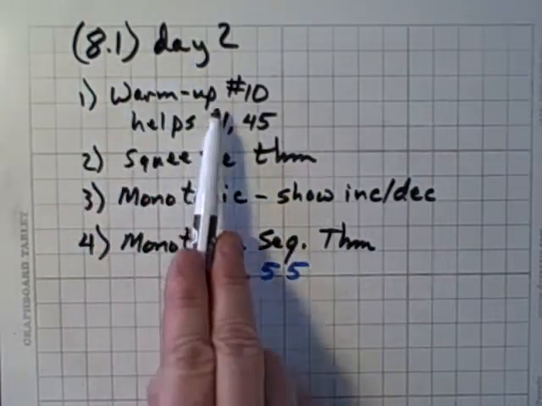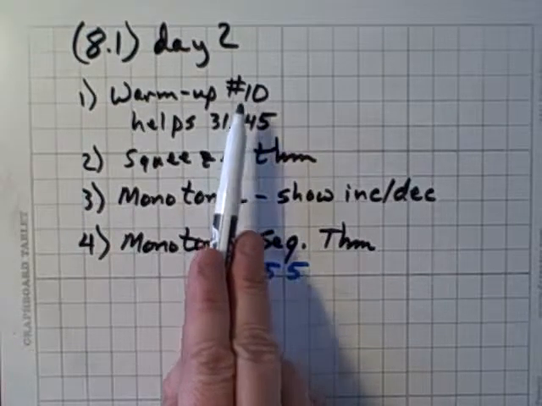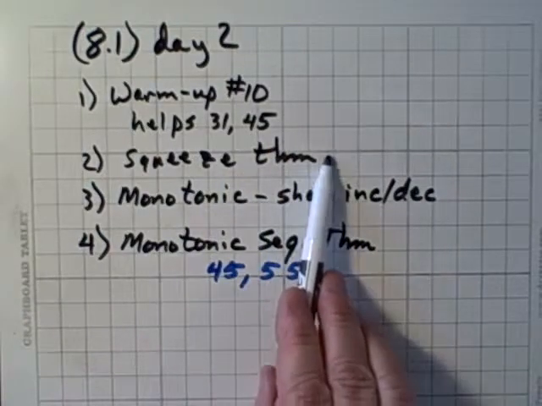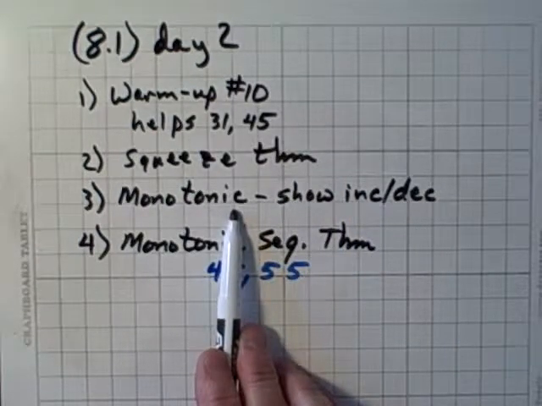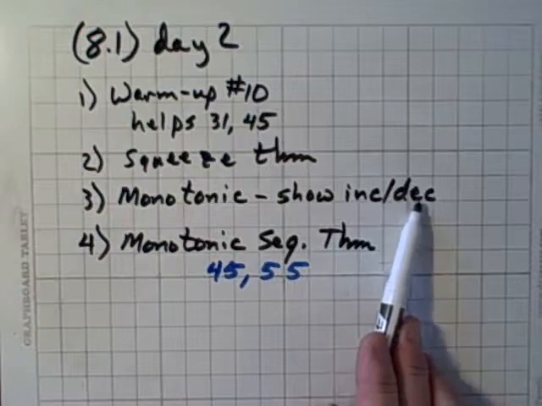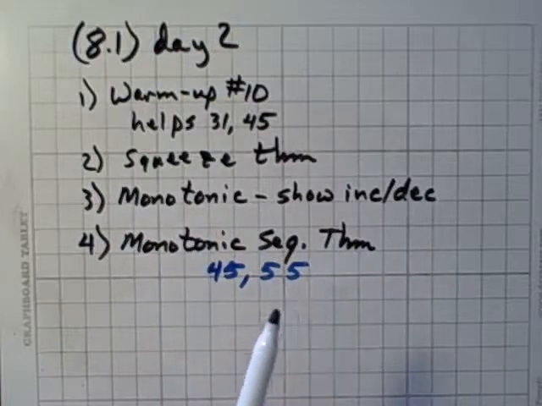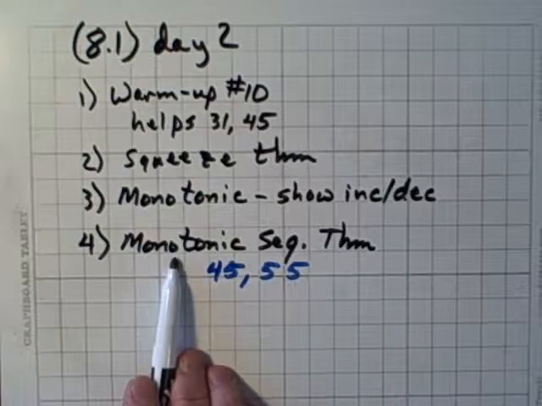8.1 Day 2. We'll briefly talk about problem number 10 and we'll get its formula. Our discussion of convergence or divergence should help with 31 and 45. The squeeze theorem in this lesson is adapted to sequences, and we'll get a term called monotonic, and we will show that a pattern is strictly increasing or decreasing, which shows that it's monotonic. And finally, we'll have the monotonic sequence theorem along with a proof using recursion and induction.